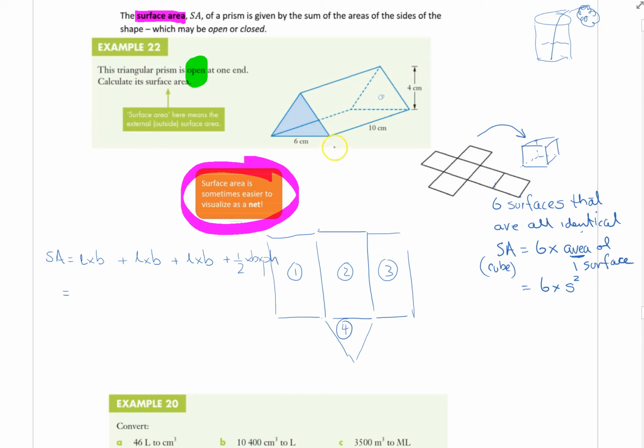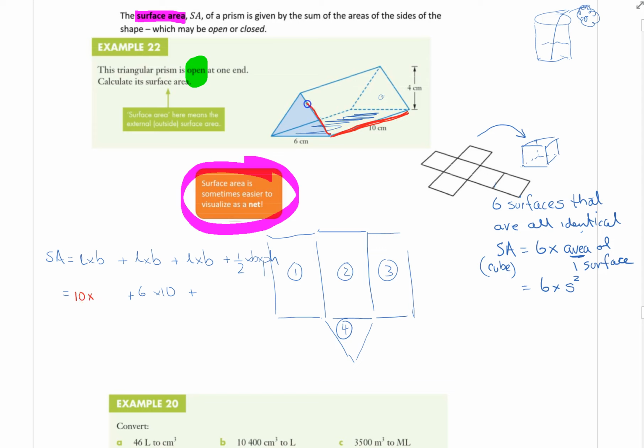Let's have a look at this particular triangular prism. Let's start with the easiest one, which is the bottom. And it is a rectangle, which is 6 by 10. Now, like I've been saying, we don't assume that the other 2 are 6 by 10. So let's take a look at them and see if we can see. Well, we can definitely see the length of this one is 10.